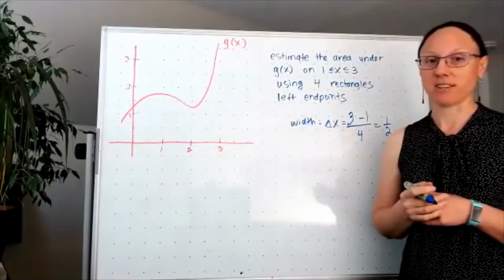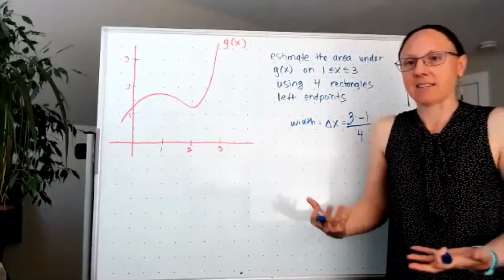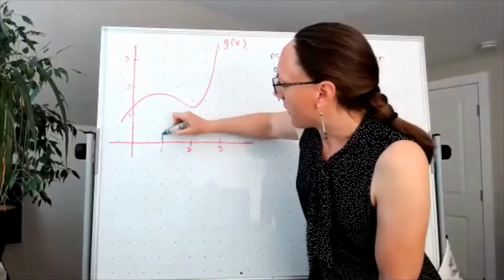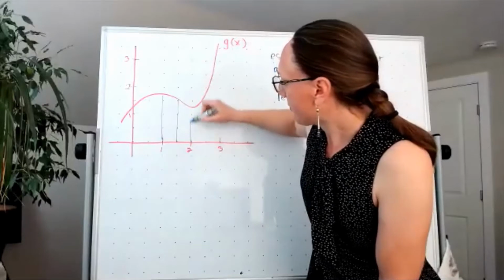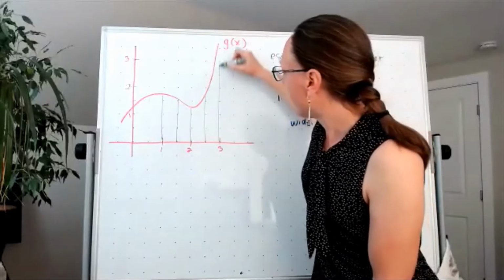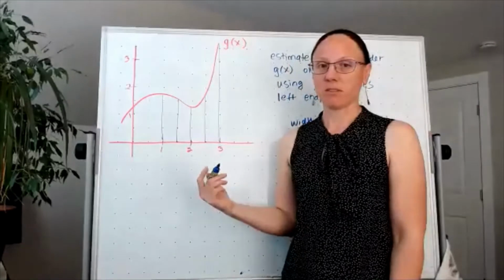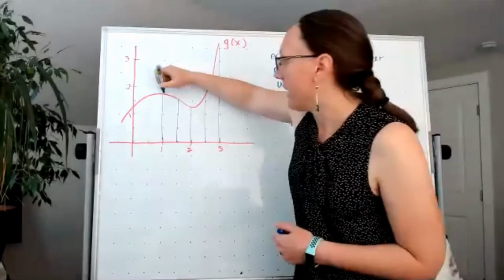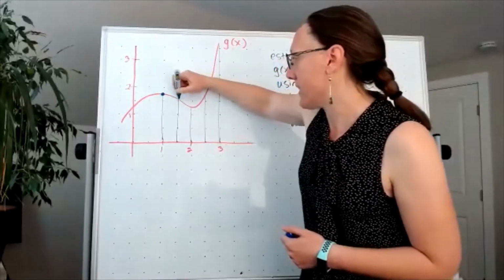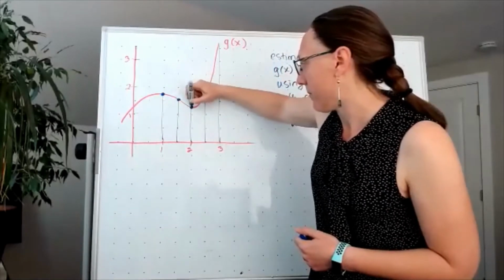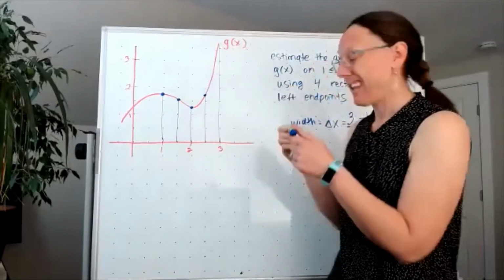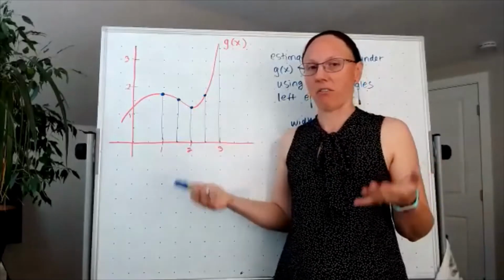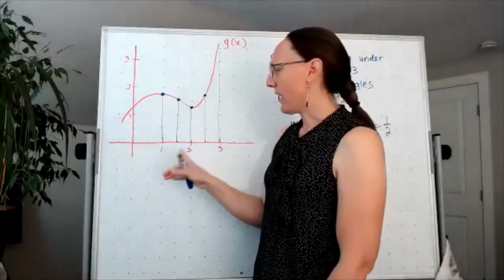And I didn't give us a function this time, so we just have to use our best guess looking at the picture. So if I draw in my segments, those are my 4 intervals. And on each interval, I'm going to use the left-hand side to make an estimate of the height. And this is the best I can do because I've been given the graph and not a function. So let's go ahead and get those heights.